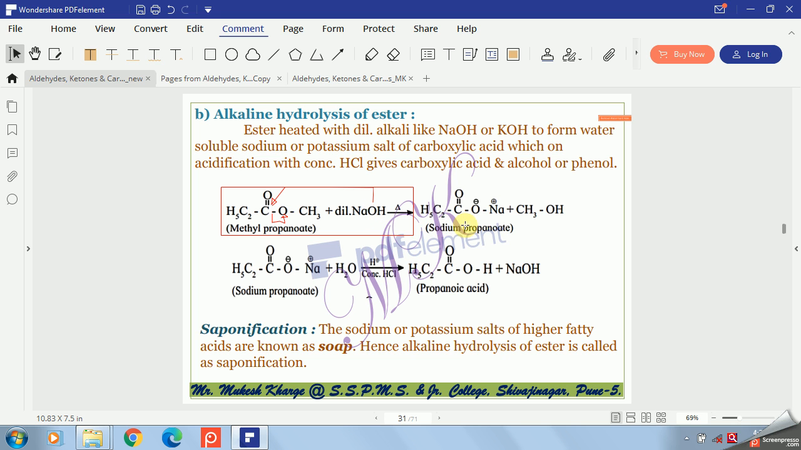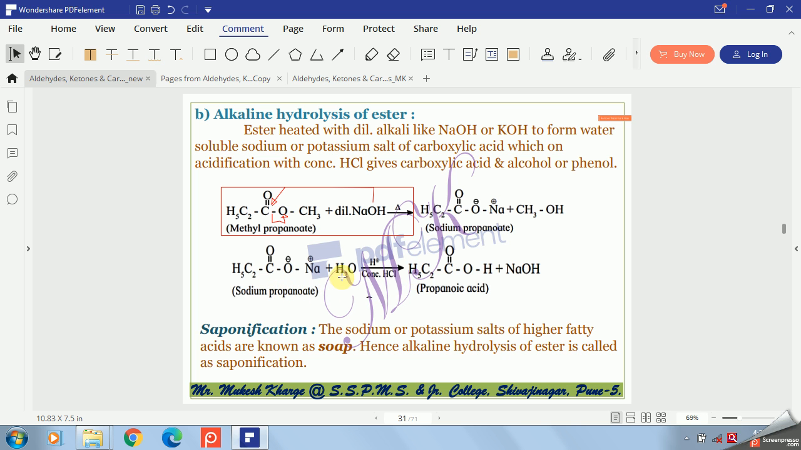So we get C2H5COONa and CH3OH. We get methyl alcohol or methanol. So methyl propanoate reacts with dilute NaOH and gives sodium propanoate plus methyl alcohol.